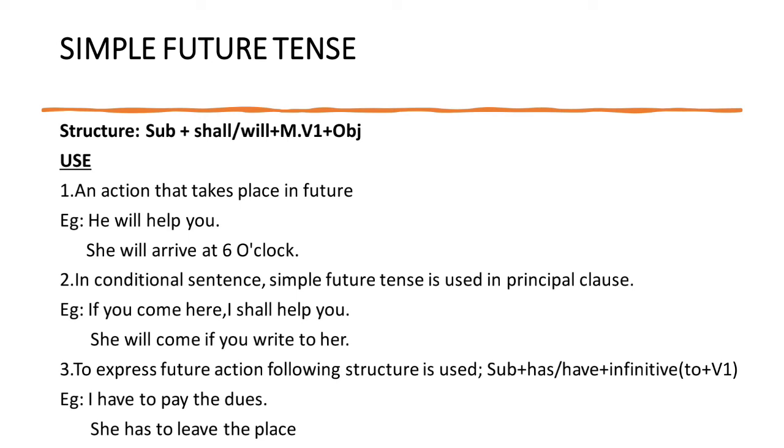For example, I have to pay the dues. She has to leave the place. So these two examples are showing future action. Here, without shall and will, we can show future action.